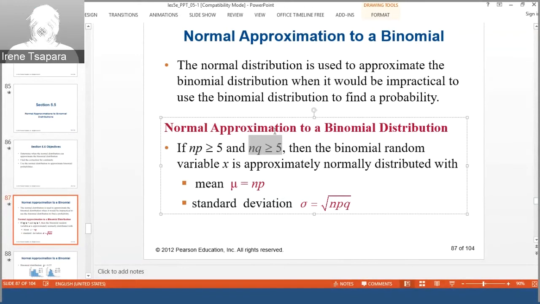So it doesn't depend only on the probability, but it depends on the number of trials. They are interconnected. The bigger the difference that you have between p and q, the more trials you need in order to approximate with a normal distribution. Let's look at this graphically.